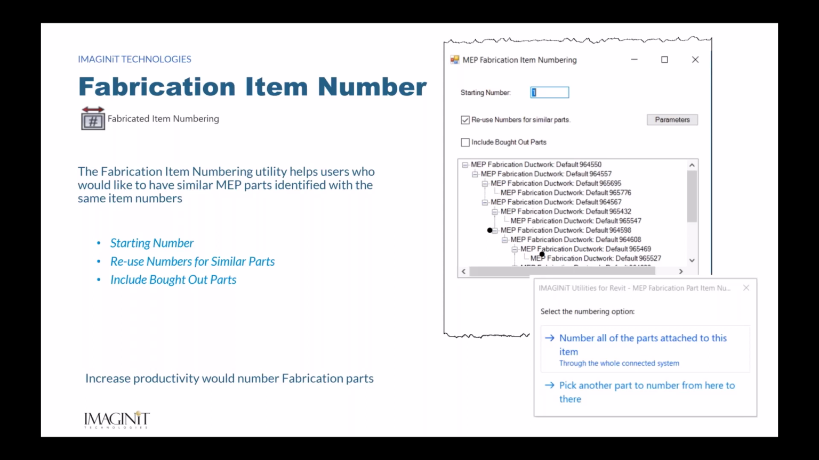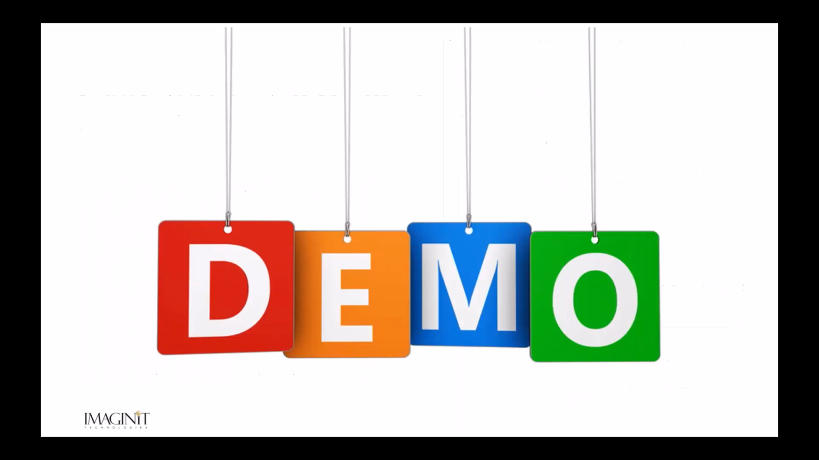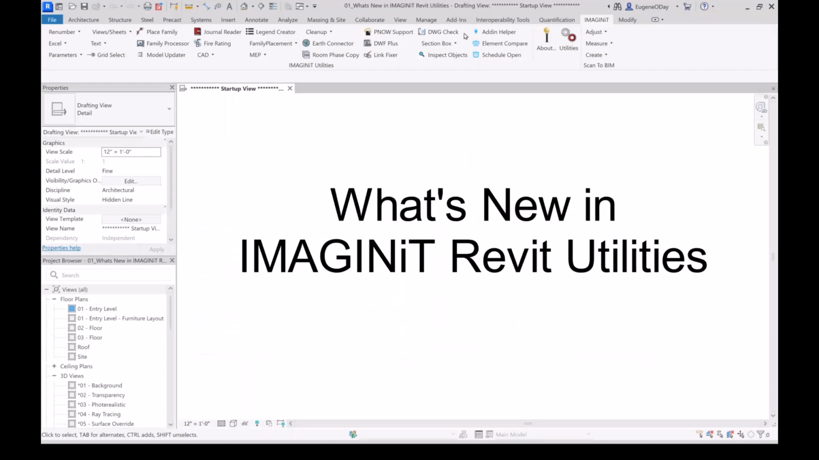Basically, since Revit doesn't have this out of the box, the idea behind this tool is that it allows us to increase our productivity when we're renumbering our parts. So let's pop over here into Revit and take a look at it.